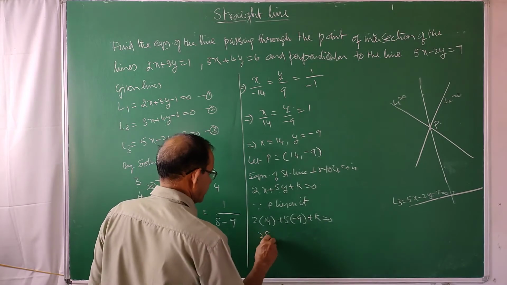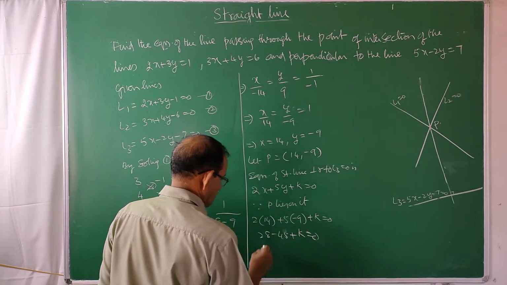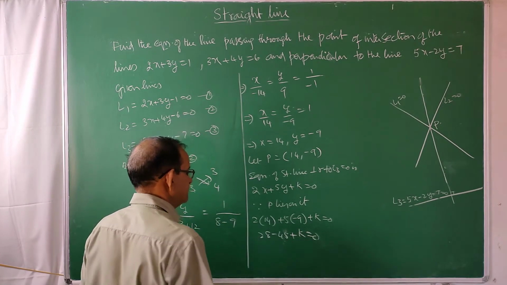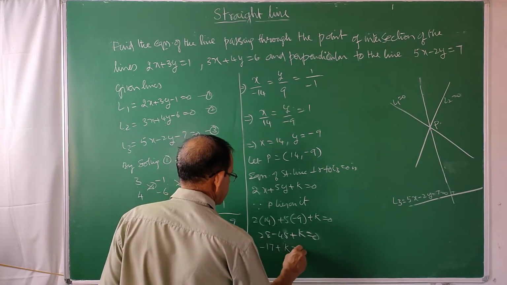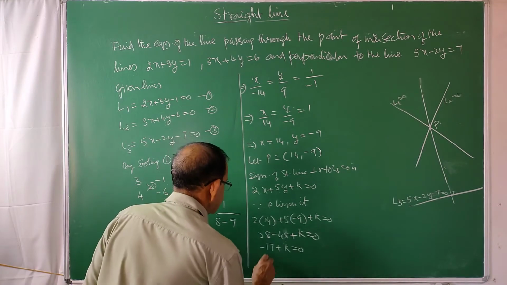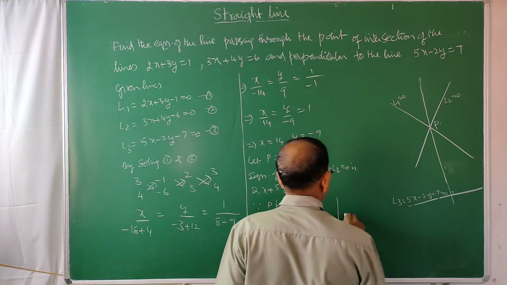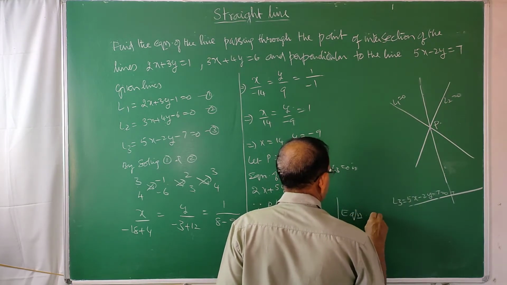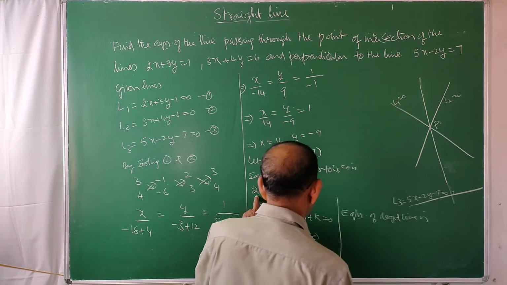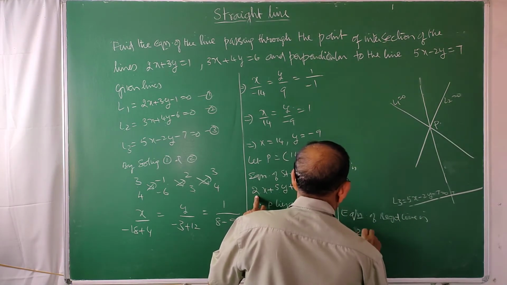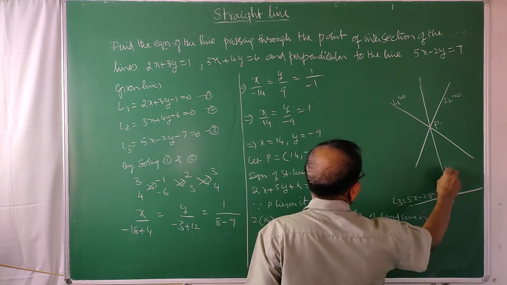So 28 minus 45 plus k is equal to 0. 28 minus 45, minus 17 plus k is equal to 0. So k is equal to 17. So equation of this line, equation of required line is 2x plus 5y plus k, that is plus 17, is equal to 0. Equation of this line.